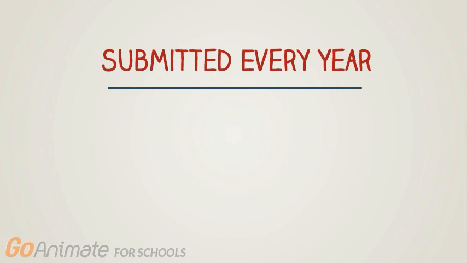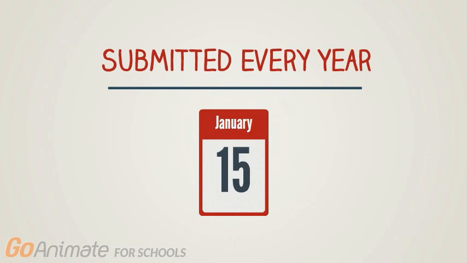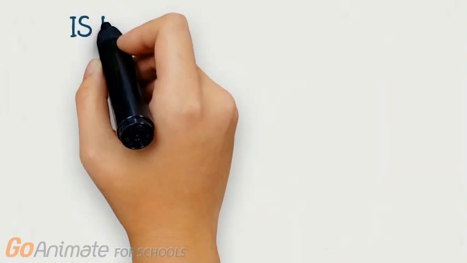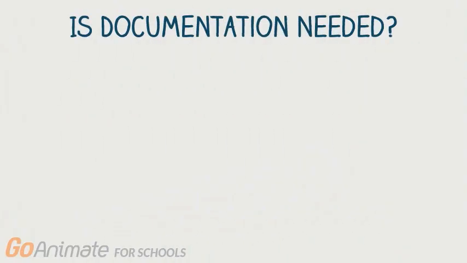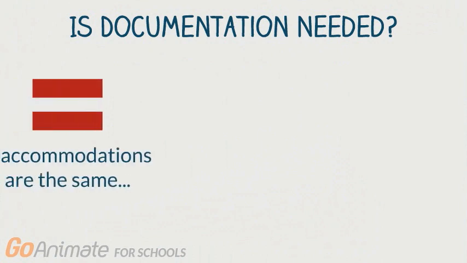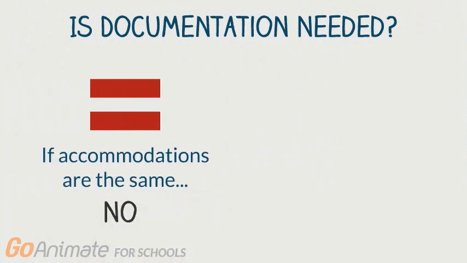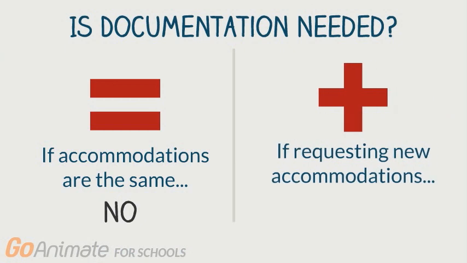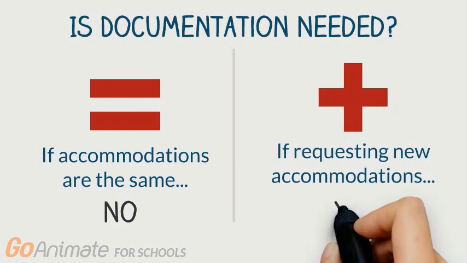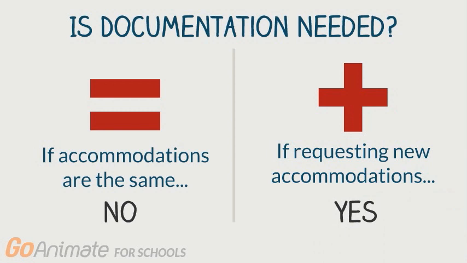To make a request, you must fill out the Housing Accommodation Request Form by January 15th. If you are requesting the same accommodations you have been approved for previously, you will not need to submit documentation. However, if you're requesting accommodations for the first time, or if you're requesting new accommodations, you should also upload documentation from a provider that supports the need for the request.